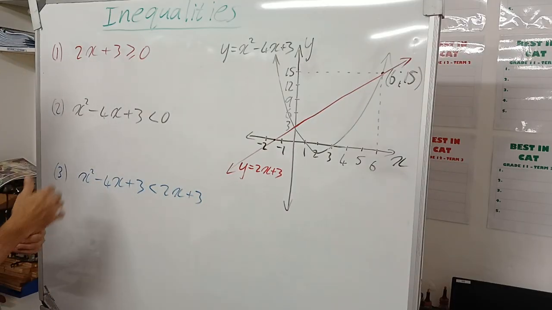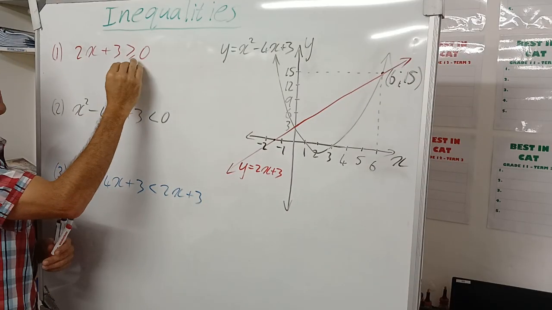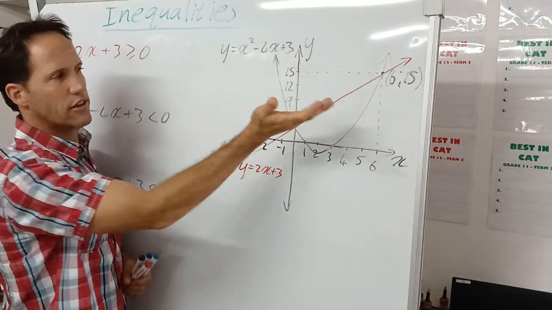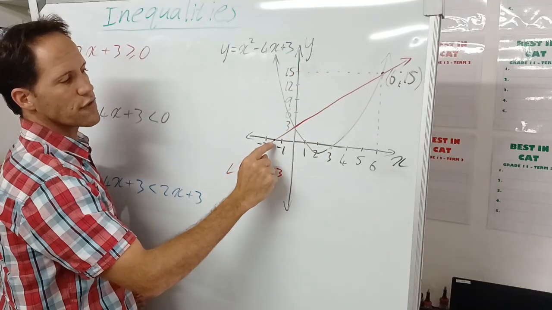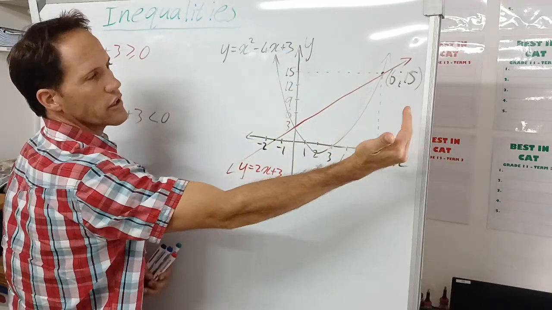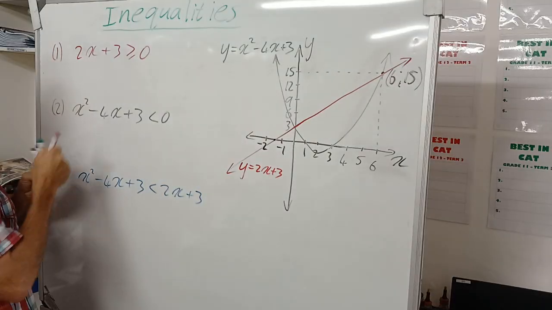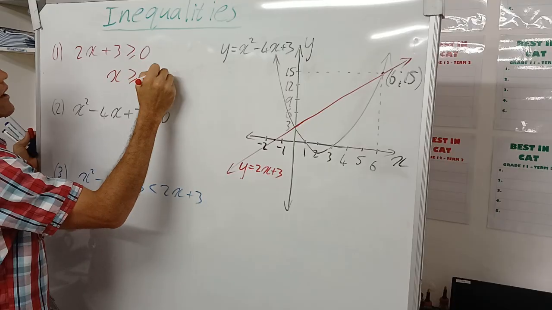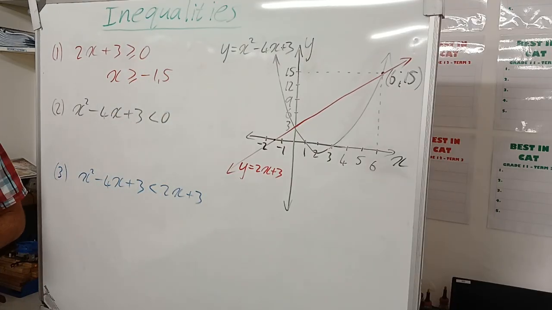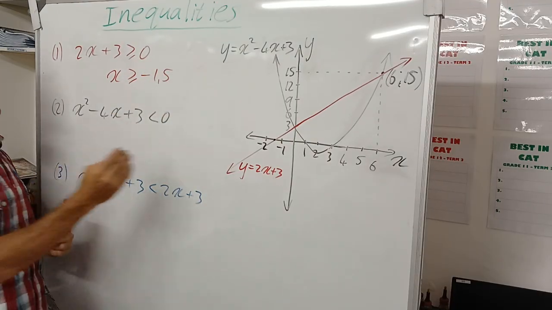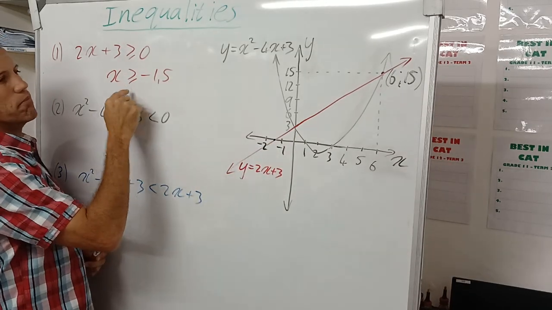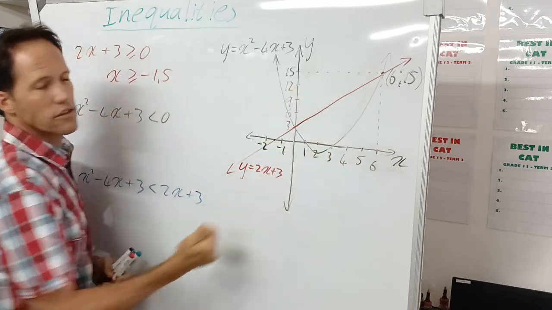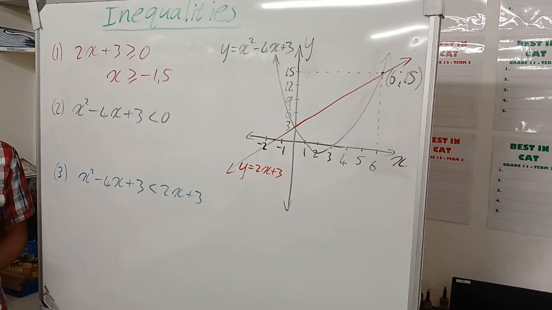That's why, when we ask you where the graph is bigger or equal to 0, you can see it on the graph. This part is where it's bigger or equal to 0. So it's from -1,5 onwards. So the answer for this one is x bigger or equal to -1,5. x must be bigger or equal to -1,5 to get positive answers. Does it make sense?